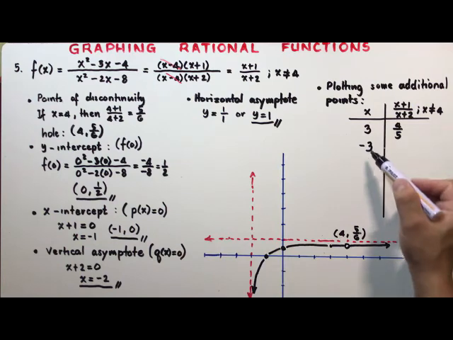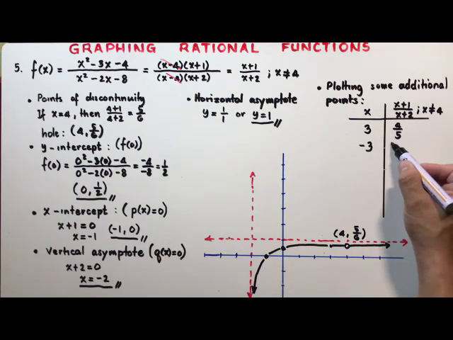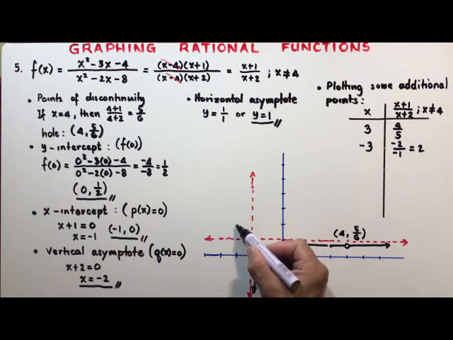So substituting negative 3 here, negative 3 plus 1, that is negative 2. And negative 3 plus 2, that is negative 1. So negative divided by negative, it's positive. So when your x is negative 3, your y is 2. 1, 2. So it's here.